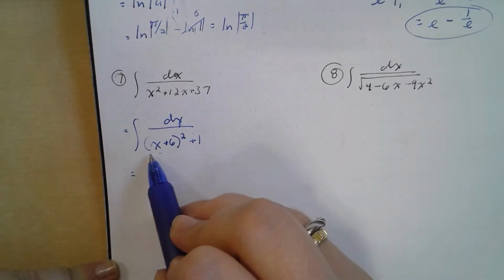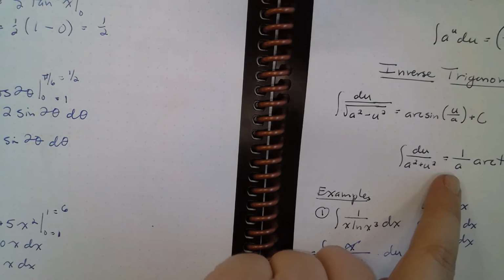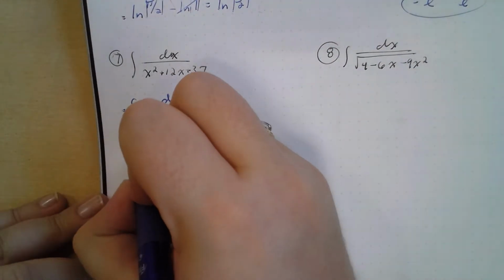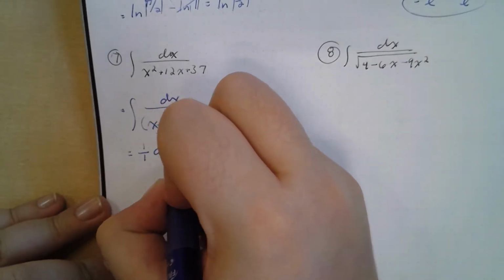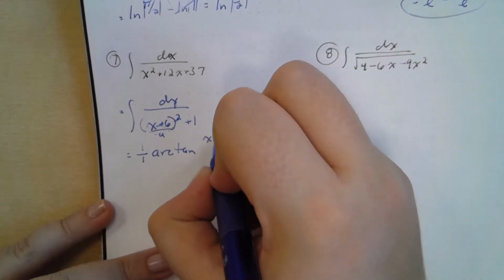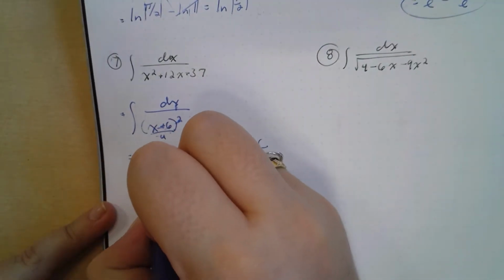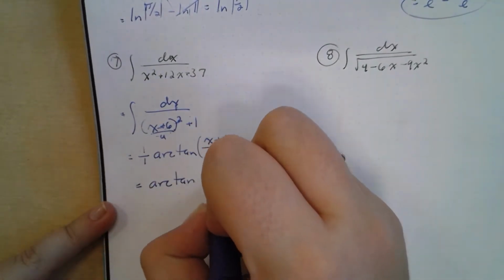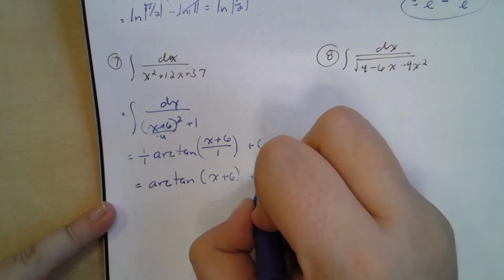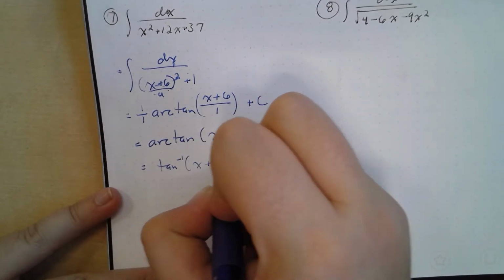So here I've got an x value squared and an a value squared. So this is going to be equal to, you can see here, 1 over a. Well, our a is just 1, right? So we have 1 over a, and I'll do that, 1 over 1 times arctangent of u, which is this, right? Of x plus 6 over 1 plus c. And of course, to write that a little bit neater, we're just going to have the arctangent of x plus 6 plus c. And again, you can always write this as tangent inverse. That's the exact same thing, right?